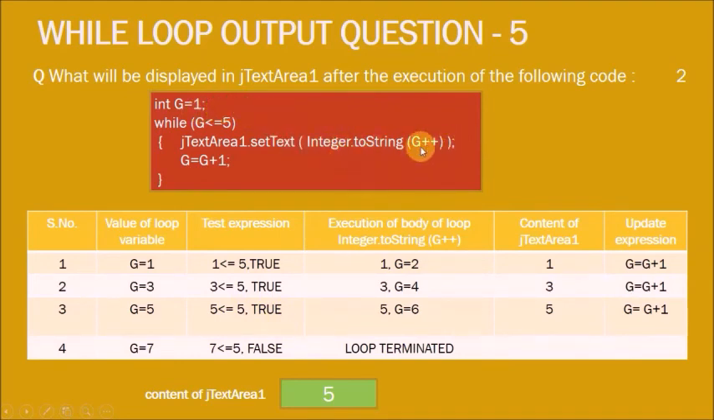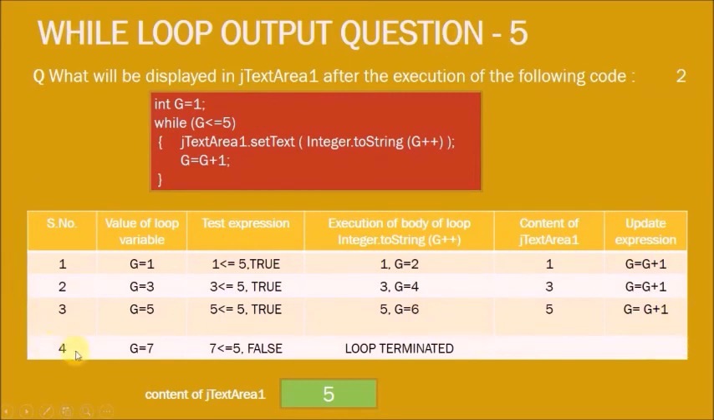Now in the body, again we will use the value of g first and then we will increment it. The value of g is 5. So 5 will be set by setText in JTextArea1. Now as this is the setText method, it will erase the previous value 3 and write the new value 5 in JTextArea1. After that, g will be incremented by 1. So g will become 6, and then we will go to this update expression. g is equal to g plus 1. Now the last value of g was 6, so it will now become 7.